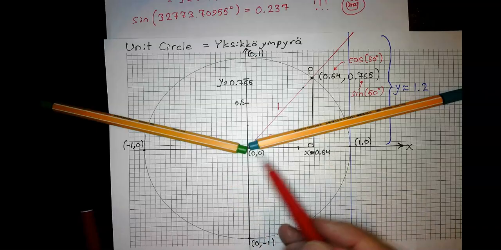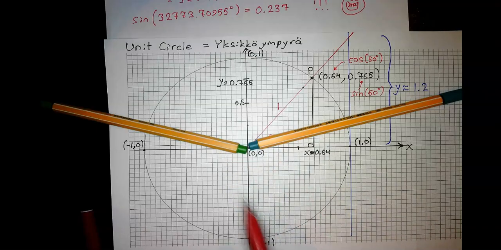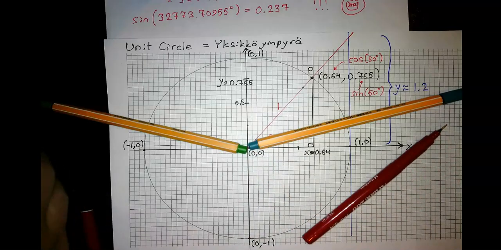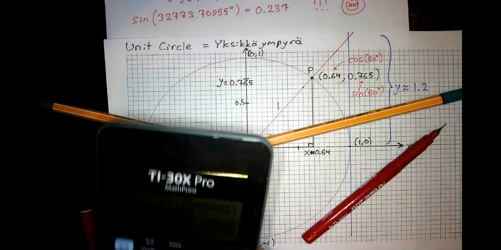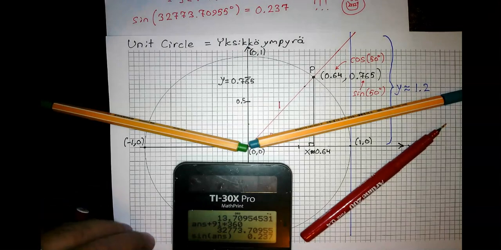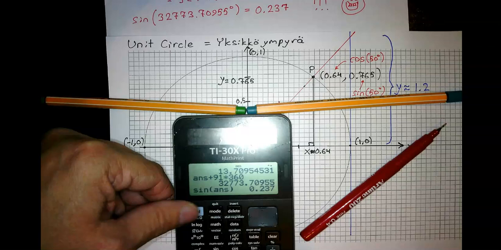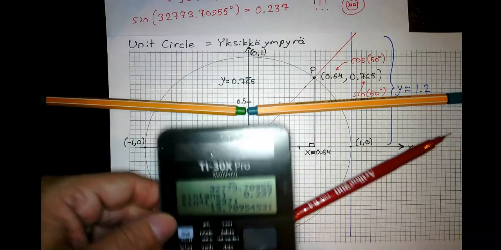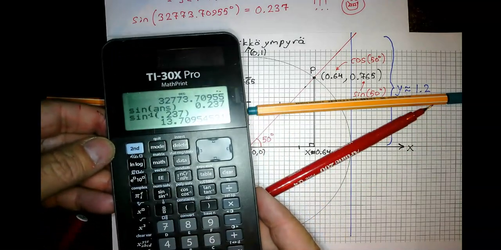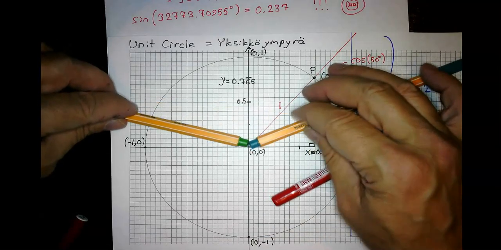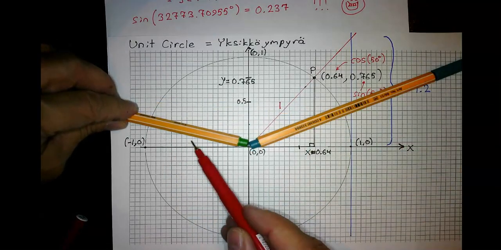How do we solve this problem now? The problem is that this calculator only gives one value. If we take the inverse sine of 0.237, it gives us only this one solution there. But we can see from this unit circle that there is also another solution.